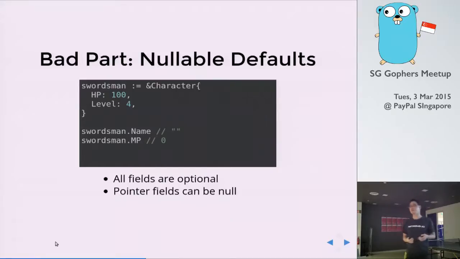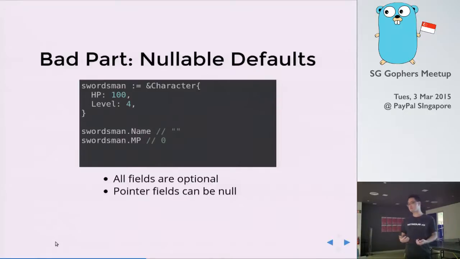So for example, here we create another character, right? But we have some missing fields. We only define the HP and the level, but some other fields like the name and MP are missing. Go will just happily allow this to happen. There's no checking or anything. It will just fill in your missing fields with some default value, for example 0 or empty string or null. So all the fields in Go are optional.